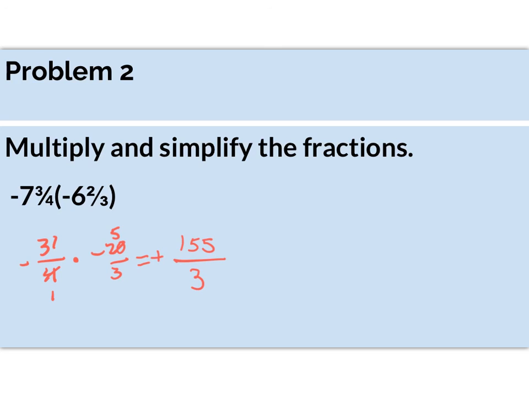And again, dividing 155 by 3. 3 goes into 15 5 times. 5 times 3 is 15. Subtracting, bringing down a 5 once. 1 times 3 is 3. We have a remainder of 2. So 7 times 6 is about 42. But 7 3/4 times 6 2/3 will give us 51 2/3. And that is our final problem for this lesson, and that ends this lesson.